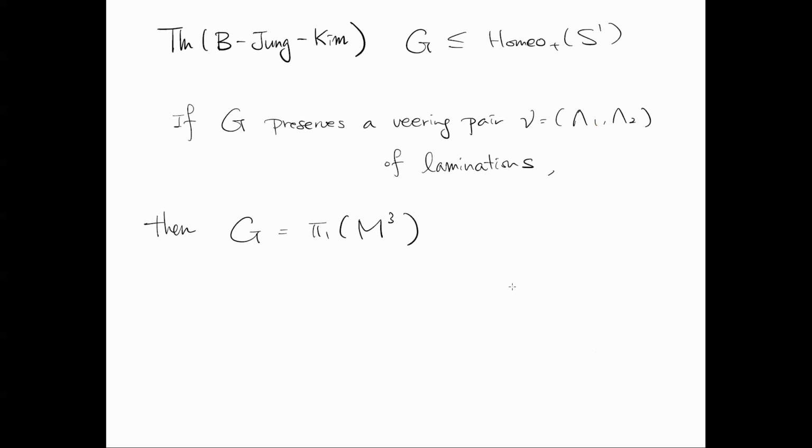So if you have a group acting on the circle by orientation preserving homeomorphisms, if it preserves a Burin pair of laminations, then it's always a three manifold group. Okay, so I'm going to say three manifold, but to be a manifold group, you need to actually have torsion free. If you have torsions, you have a three orbifold fundamental group. But anyway, let's just simplify our life. Let's just assume every group is torsion free for this talk. That is a three manifold.